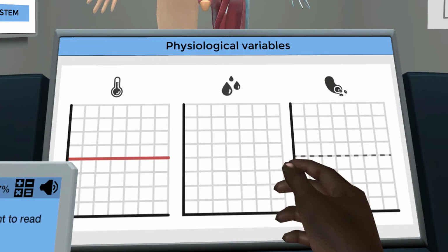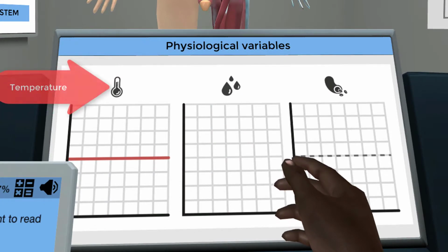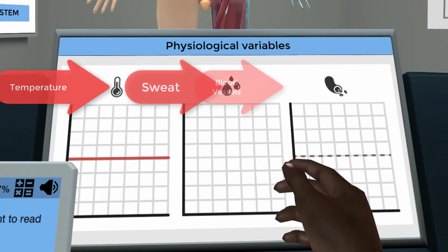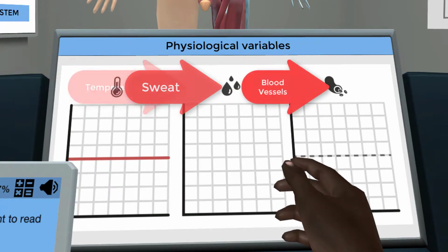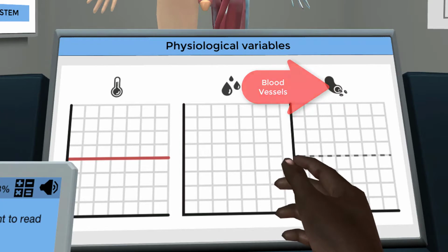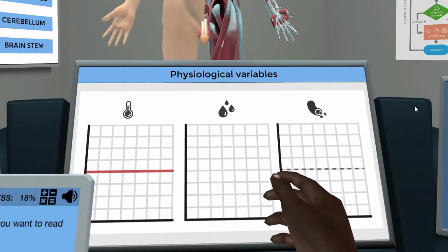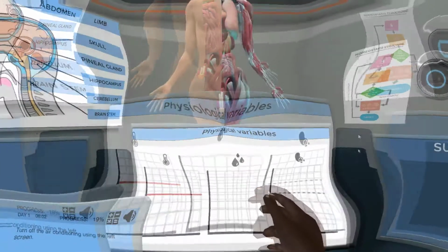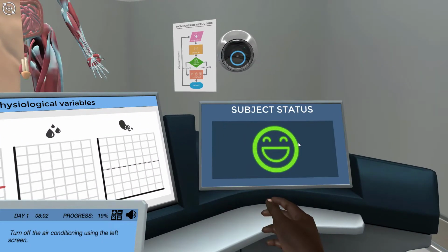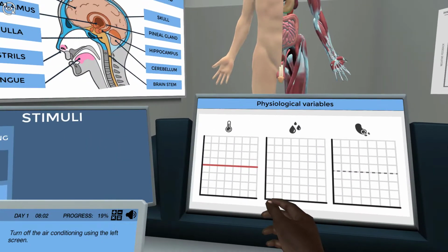For now, we will follow 3 physiological variables over time, from left to right: body temperature, amount of sweating and blood vessels diameter. As you can see, in this stable and comfortable environment, Phineas' body temperature does not vary from the resting value. So what do you think would happen if we were to change the equilibrium?